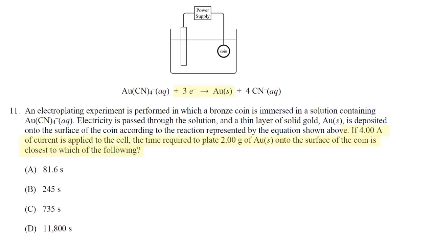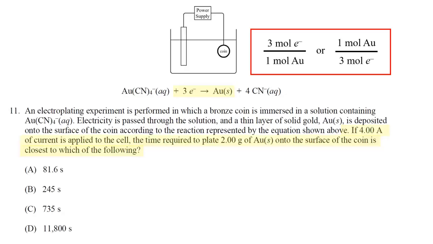Now, how will the conversion factor be written as we're calculating the time required to plate 2.00 grams of gold? Well, that conversion factor could either be 3 moles of electrons for every 1 mole of gold, or possibly upside down, 1 mole of gold for every 3 moles of electrons. So I'm not sure yet. I'll have to wait and see.